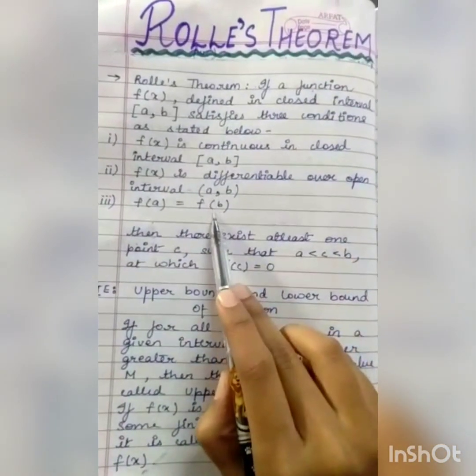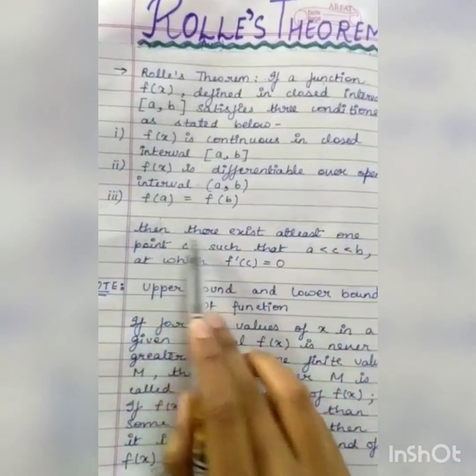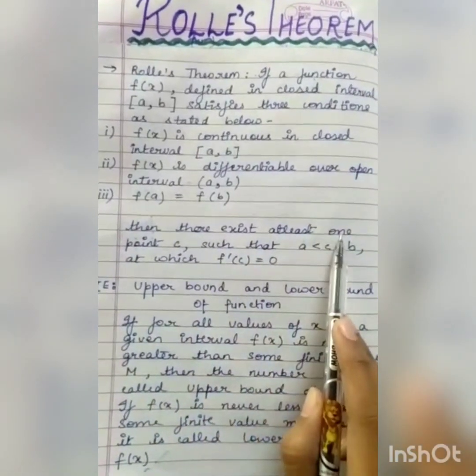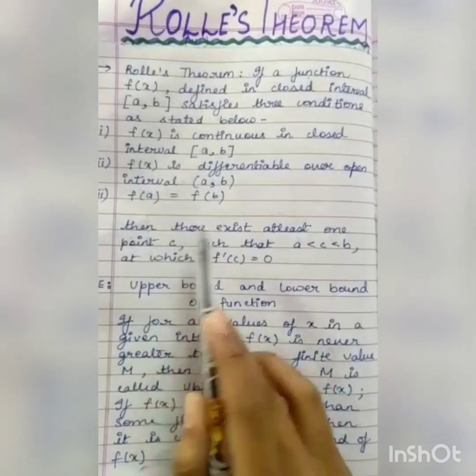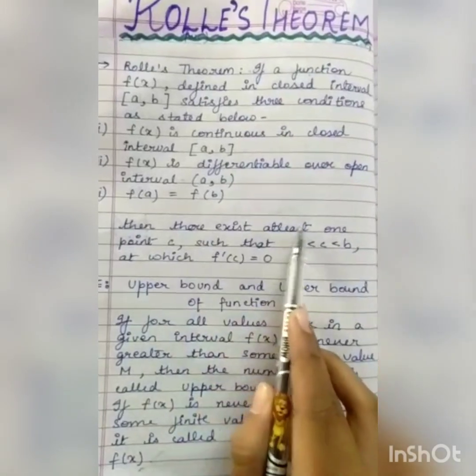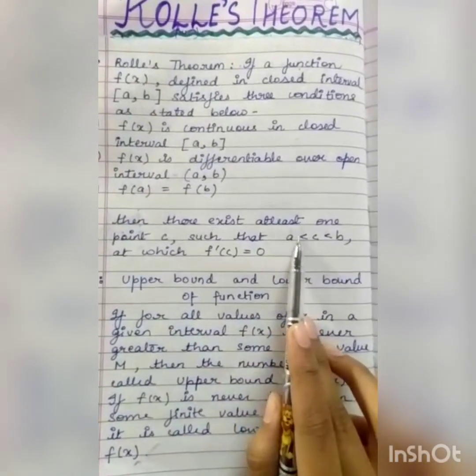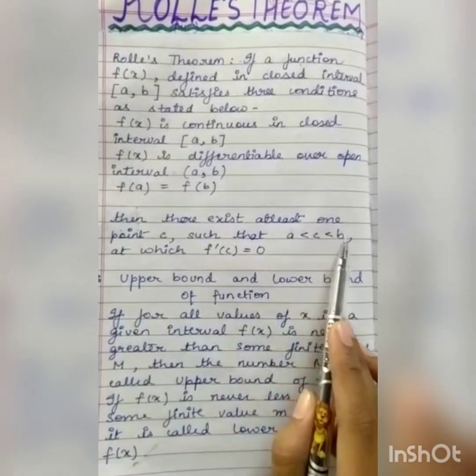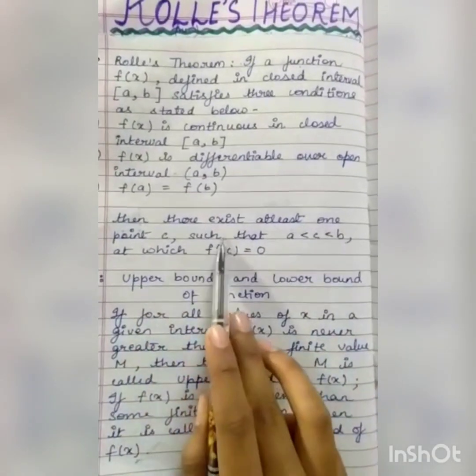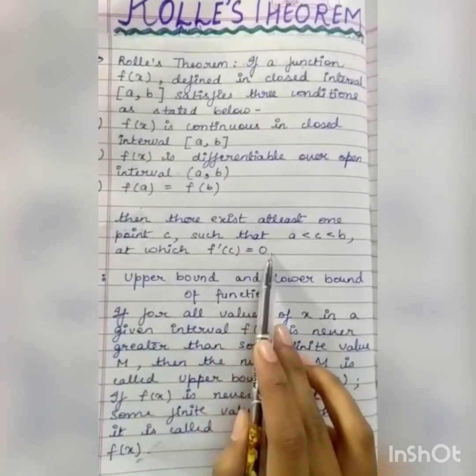Then if the three conditions are satisfied, there exists at least one point c. There may be more than one point, so at least one point, such that a is less than c is less than b, at which f'(c) is equal to 0.